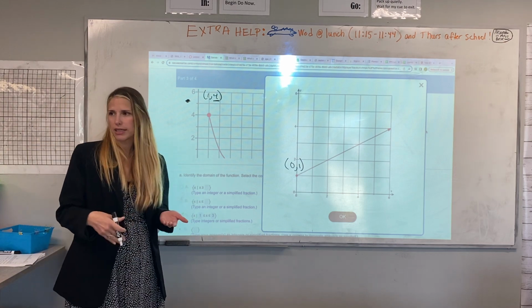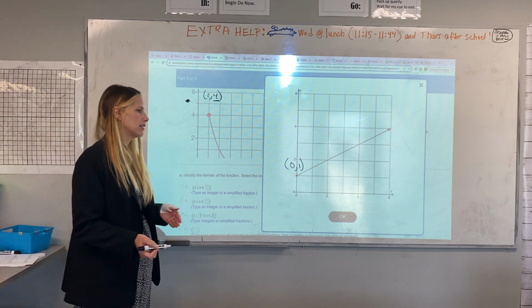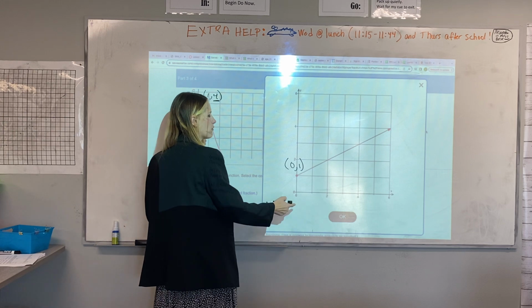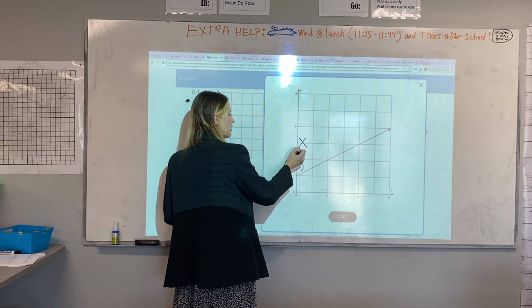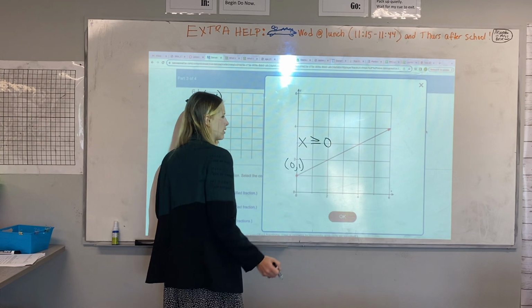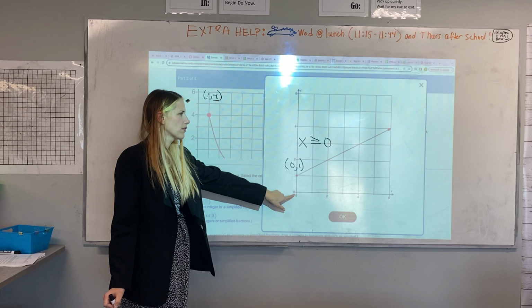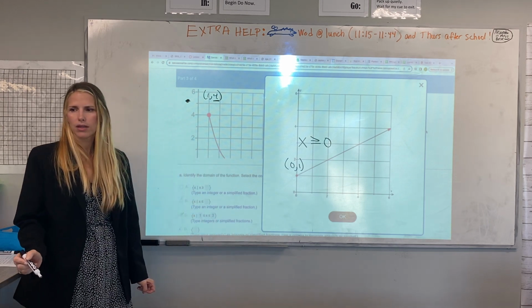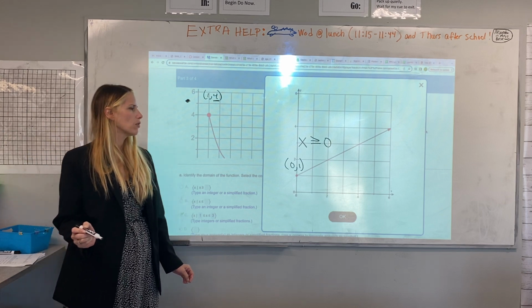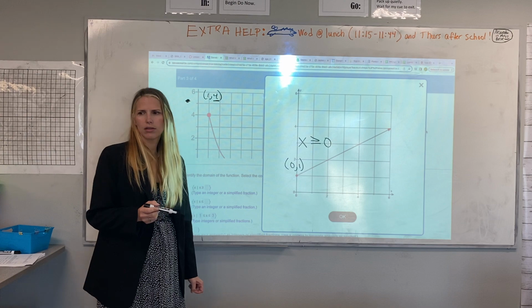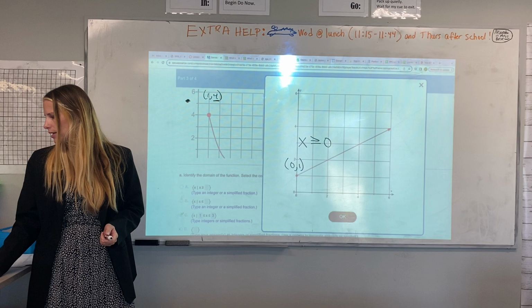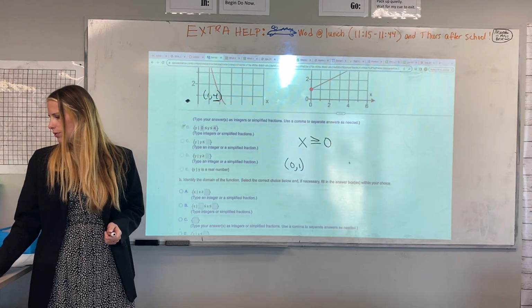So it can be 0, which is equal to, or greater than 0, because it's all of the positive x values. It's going to keep going on forever. So we would write that x has to be greater than or equal to 0. Equal to because the dot's filled in. Why can't we just use 1? Because we're just doing the domain. Correct. The 1 will be in the range. Okay, so we have x is greater than or equal to 0.